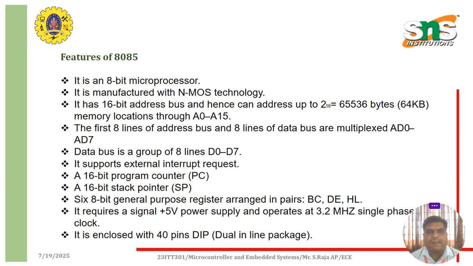It supports external interrupt requests, a 16-bit program counter, an inbuilt 16-bit stack pointer, and inbuilt 8-bit general purpose registers arranged in pairs of BC, DE and HL, where B is 8-bit, C is 8-bit, D is 8-bit, E is 8-bit, H is 8-bit, and L is 8-bit. Combined together, each pair forms a 16-bit register. It requires a single plus 5 volt power supply and operates with a 3.2 MHz single phase clock. It is enclosed in a 40-pin dual inline package IC, which is very suitable for any kind of electronic applications.